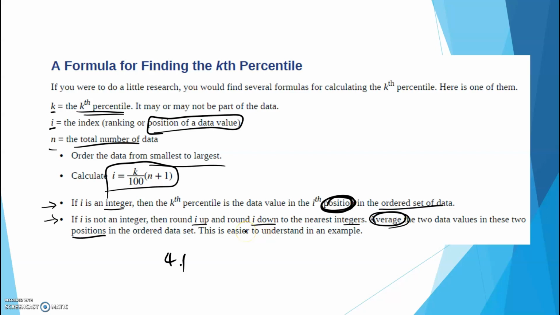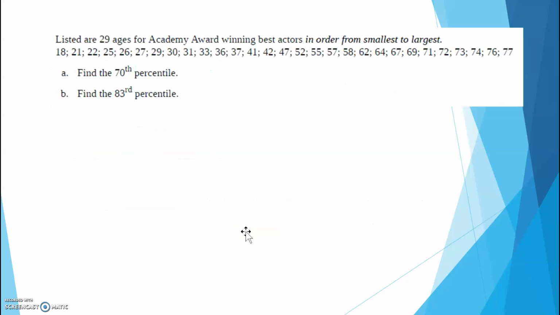Okay, so let me show you what I mean here. Okay, for part A, we're going to find the 70th percentile. We've got 29 data values here, and looks like they're already from the smallest to the largest. So k is 70, n is 29 because we got 29 data values here, and then we're looking for i.